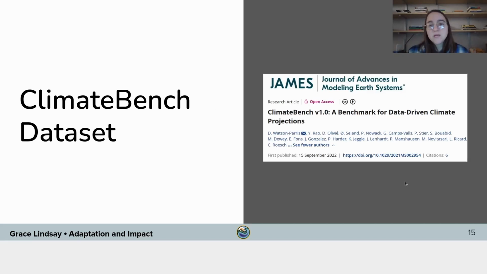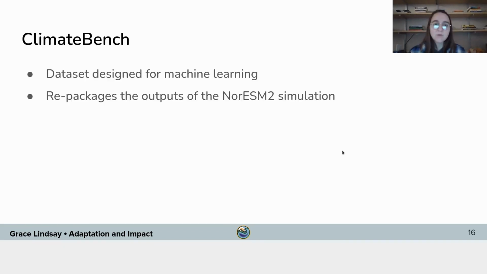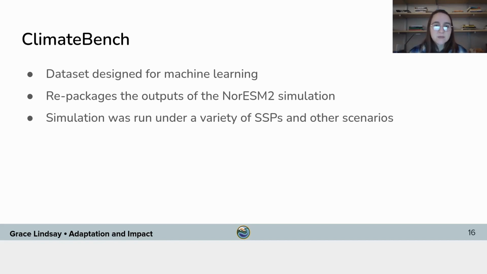The data you'll be working with to build your emulator today is called the ClimateBench dataset, and it was released in 2022. It is designed specifically to help build these emulator models. ClimateBench is designed for machine learning. It repackages the output of a specific Earth system model, the NorESM2 simulation. This simulation was run under a variety of SSPs and also other scenarios. We're going to focus on the different SSP scenarios. So they have the outcome of this climate model, assuming these different profiles of emissions over time.